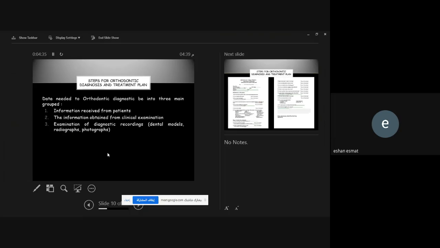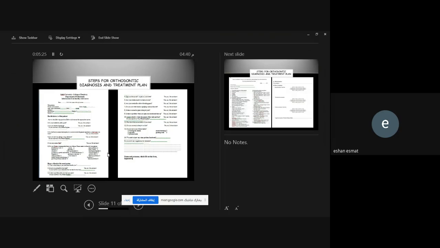Steps for orthodontic diagnosis and treatment planning. There are three steps. First of all, you take information from the patient, you talk with the patient. The second is the information obtained from the clinical examination. We have sheets. You take information clinically: you look at the teeth, the tongue, the lips, the thickness or length of the lip. Also, you check the asymmetry of the face. The third step is examination of the diagnostic records, like dental models. You take an impression from the patient and make a cast, and you take radiographs and photographs of the patient.